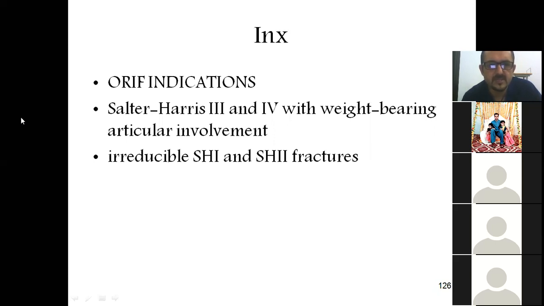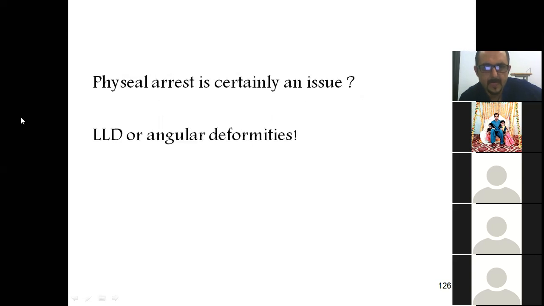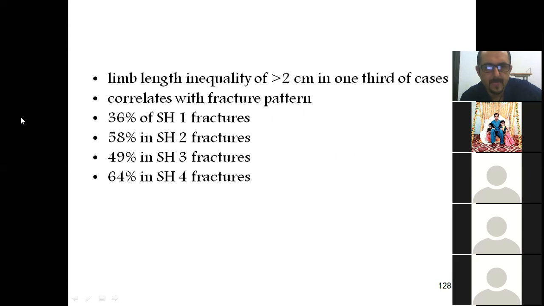For ORIF indications, Salter's type 3 and 4 fractures should be treated like the adult population and should be reduced and fixed. We are talking about the age of 5 to 12 years, not less than that. Irreducible fractures like Salter's type 1 and 2 can also be fixed, and you should avoid the physis. Physeal arrest is certainly an issue, and this can cause leg length discrepancy or angular deformities. This slide you should not memorize, but it's important.